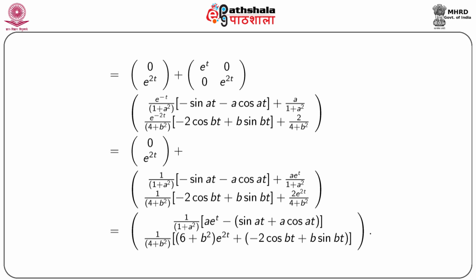which can be further simplified and written in matrix form as (1 by (1 plus a squared) into (a e^t minus sin at plus a cos at), and 1 by (4 plus b squared) into (6 plus b squared) e^(2t) plus (minus 2 cos bt plus b sin bt)).